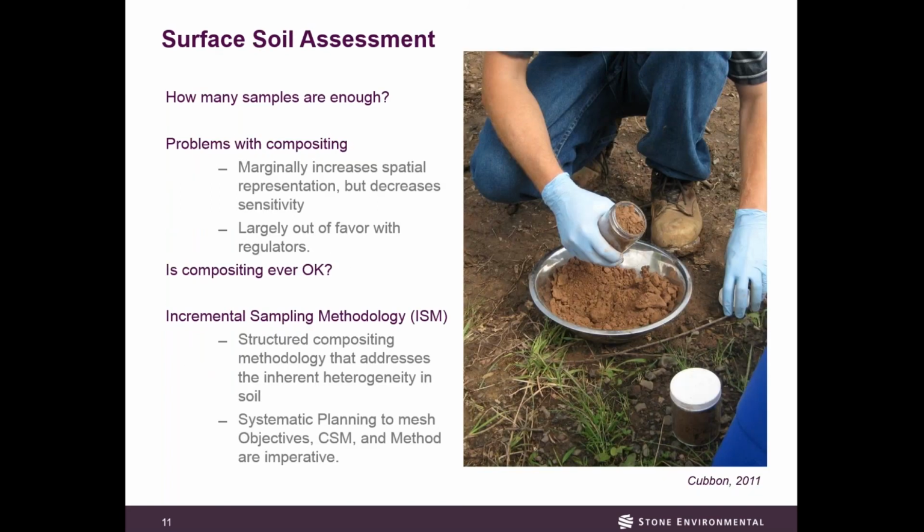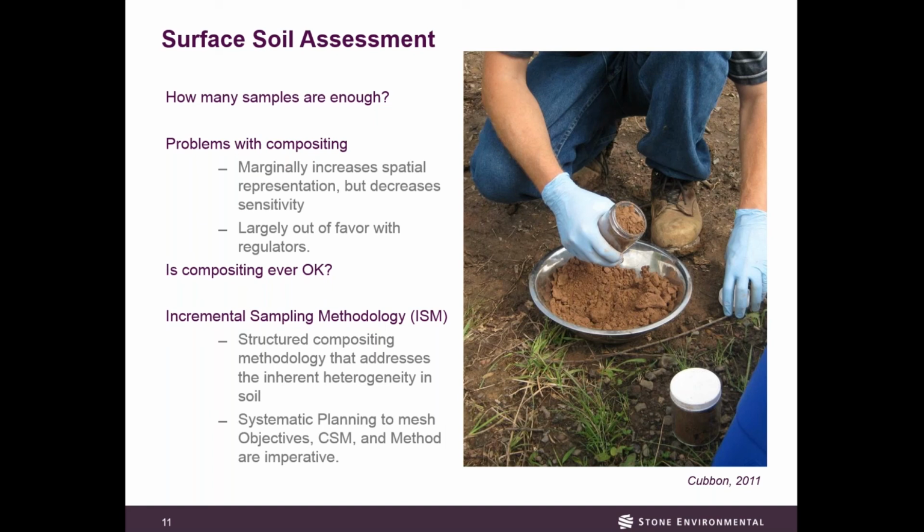So, surface soil assessment. In my paraphrasing of the Blake quote that Seth is fond of, how many samples are enough? It's n+1. You don't know until you've had one more. So we know that there are problems with compositing, the typical taking a few discrete samples and combining them together and having that value be applied to this area is kind of garbage. You marginally increase spatial representation, but you obviously are decreasing resolution. And a lot of the regulators, certainly Vermont, and I know others, are not in favor, they won't accept compositing data.